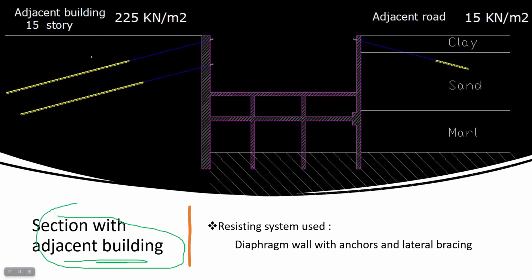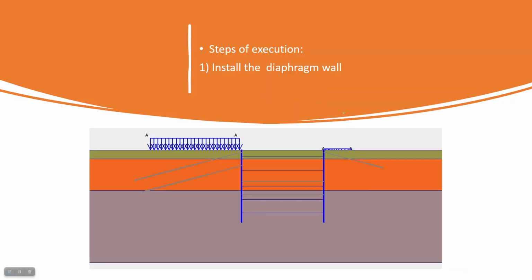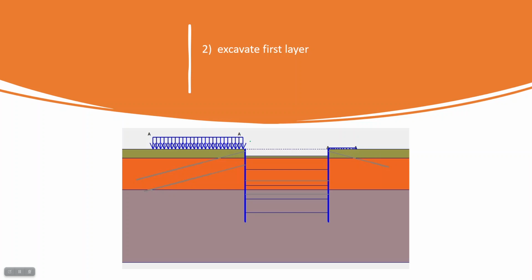Usually the section with an adjacent building will take more reinforcement related to shoring than the adjacent road, because here we have an adjacent 15-story building, which is much larger than the adjacent road loads. Okay, here we are going to use a diaphragm wall with anchors and lateral bracing. Step 1 of excavation: we are going to install the diaphragm wall in order to excavate the first layer.